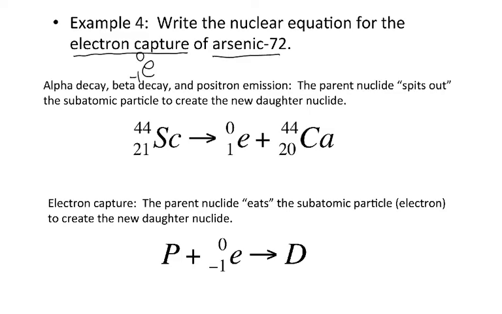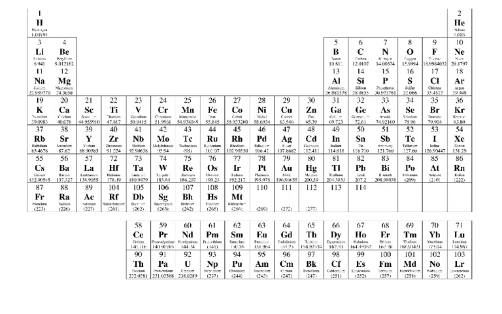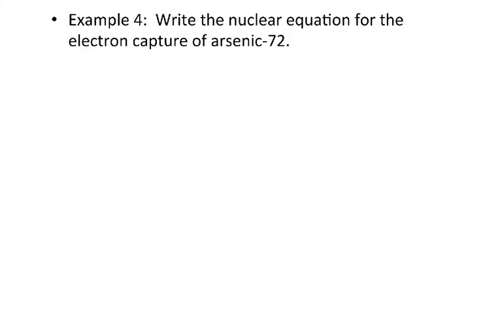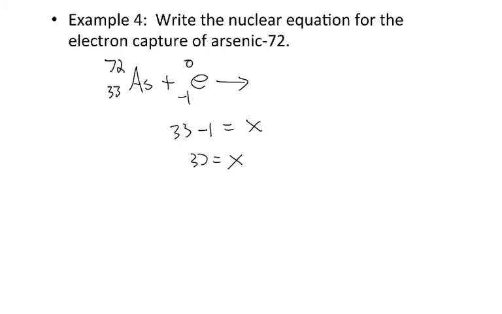All right, so electron capture, the subatomic particle is the electron, and I need to figure out what the atomic number of arsenic is. So here is arsenic, atomic number 33. So we've got our parent. In the case of electron capture, it's going to eat the electron, and that's going to give me the daughter. So again, I can do a simple mathematical formula. 33 minus 1 is equal to x. So in this case, x is going to be 32. So my daughter is 32.